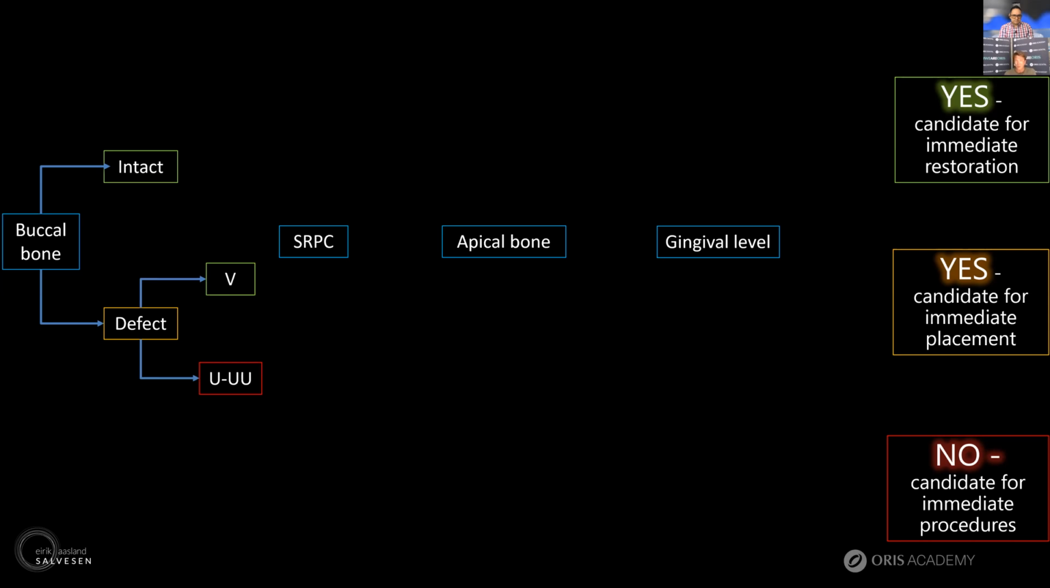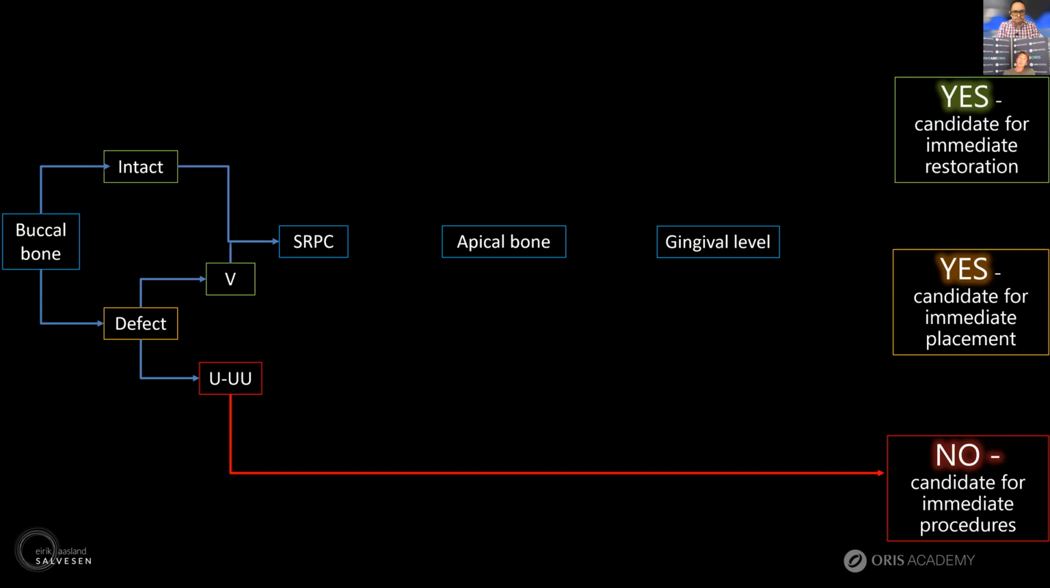Is it a U or an ultra U shape? You remember now, it's 50 to 100% guarantee that you will have a gingival recession. So if it is, no, get it out. Not a case. Go classical, extract, go. You might go for early placement, but at least do not go for immediate placement. If it's V-shaped or it's intact, good.